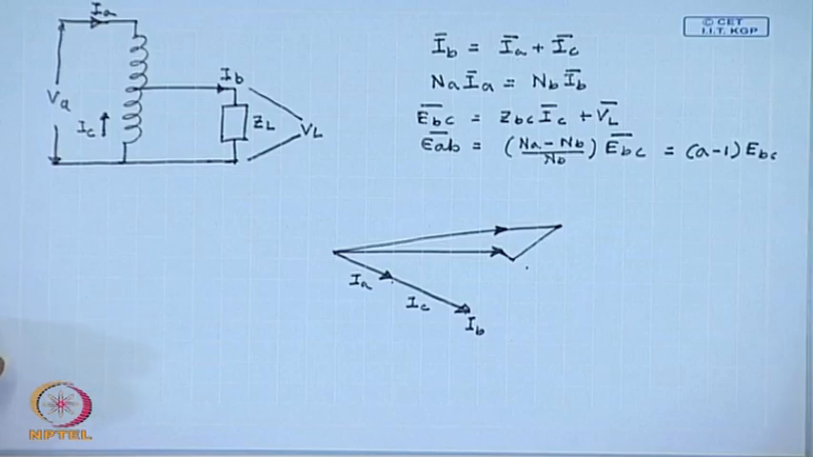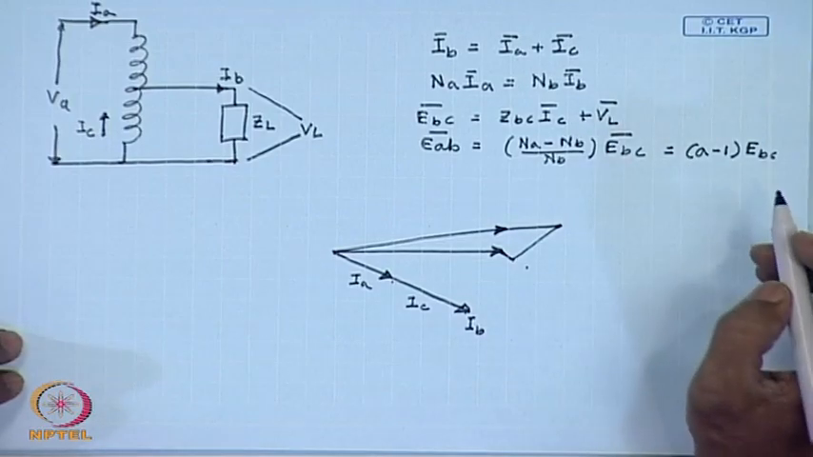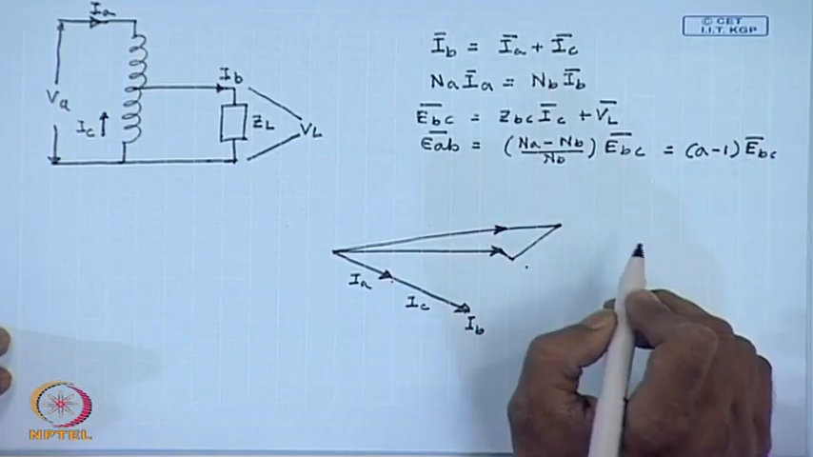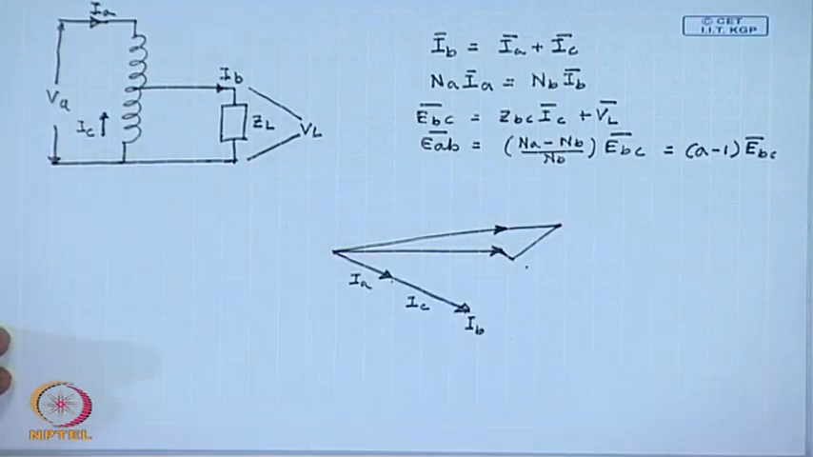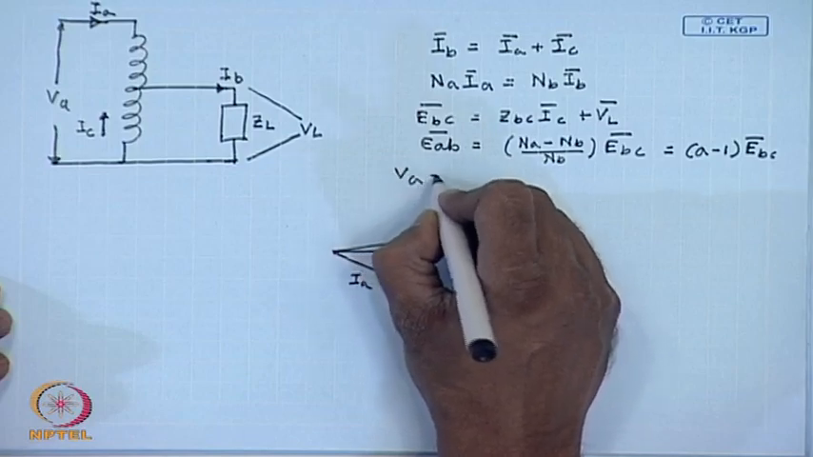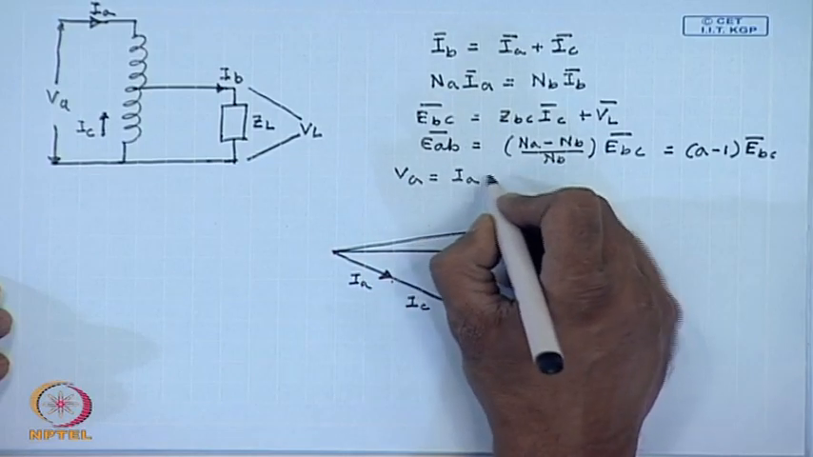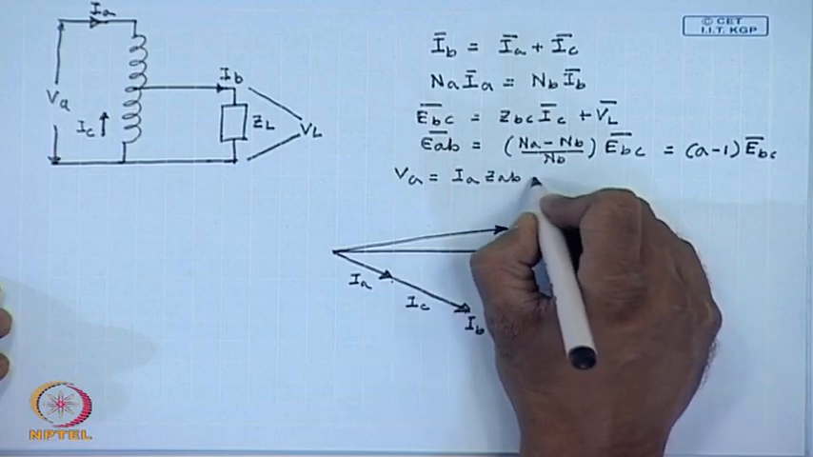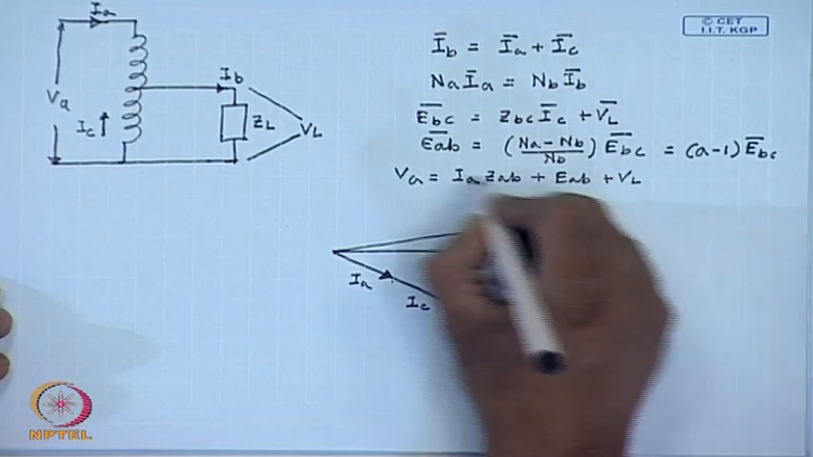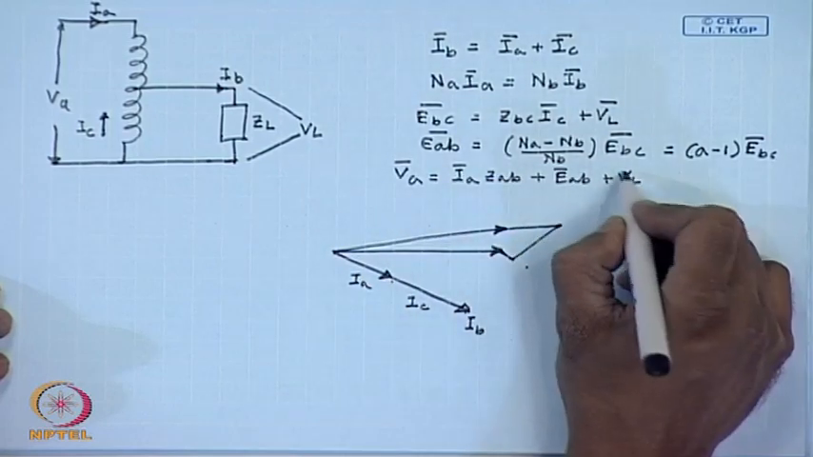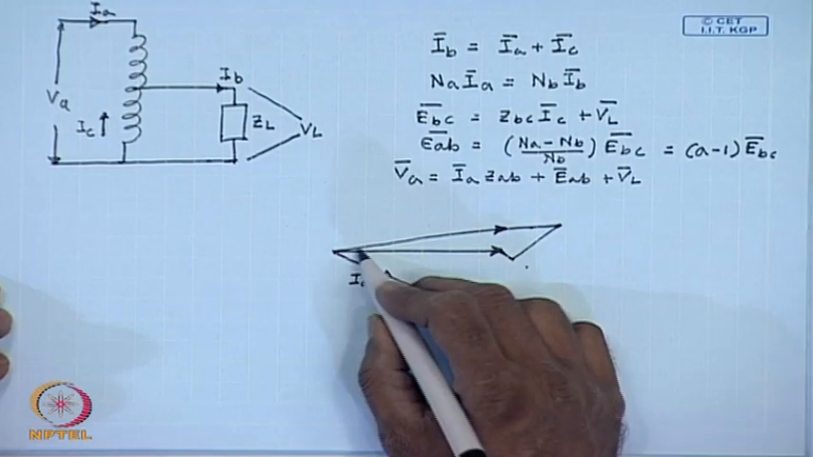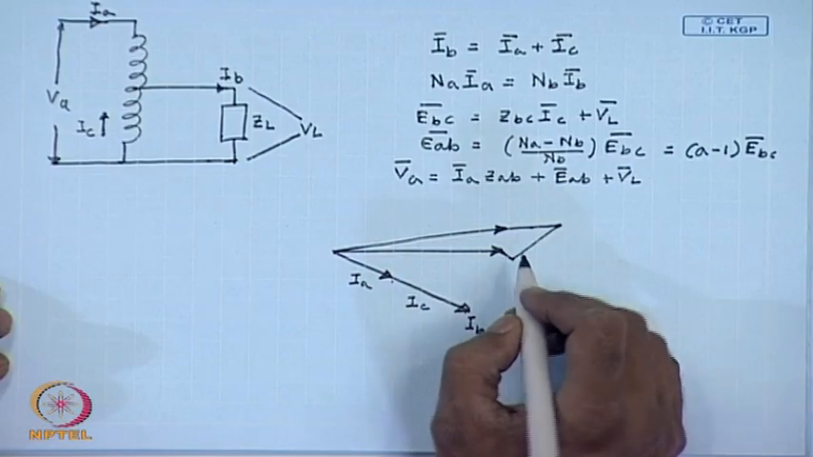Since autotransformers are normally used with a less than 2, E_AB will be in phase with E_BC, but of smaller magnitude. Now, let us use the other equation, that is V_A equal to I_A Z_AB plus E_AB plus V_L. This is E_BC. E_A will be in phase with E_BC, but of smaller magnitude.